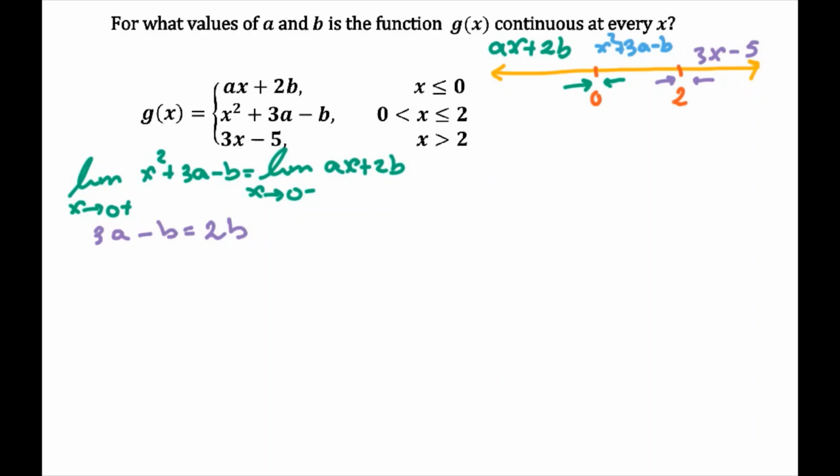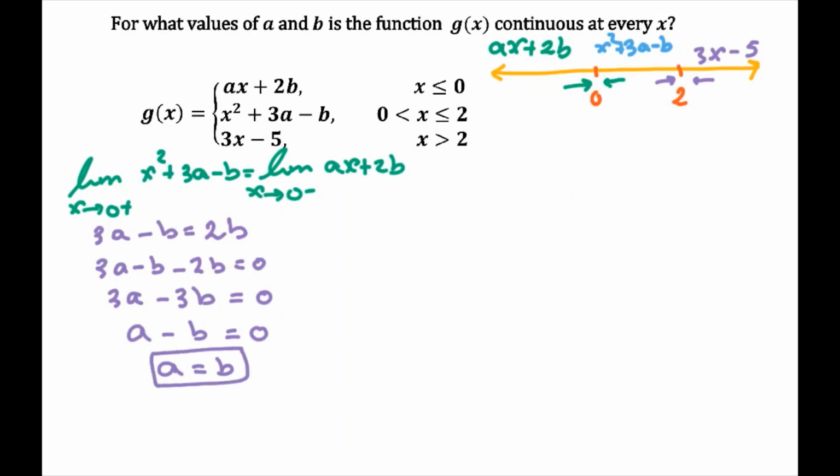Now you can simplify this by moving the 2b. So 3a minus 3b will be equal to 0. Dividing everything by 3, a minus b will equal 0. That means a equals b. Now, from the other side, let's try to find the limit.